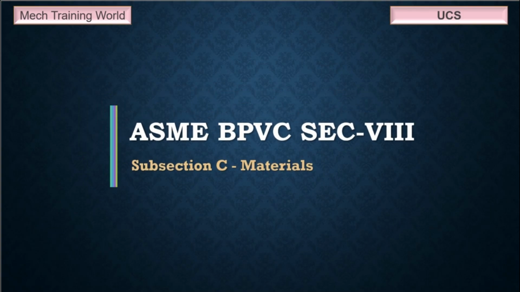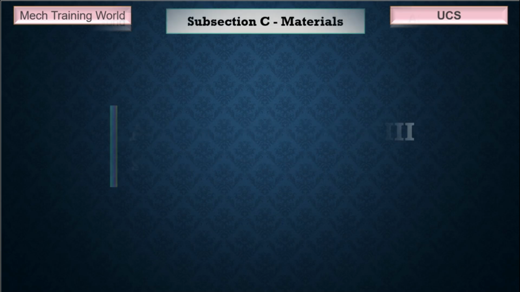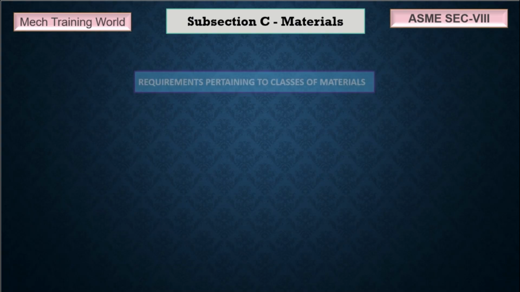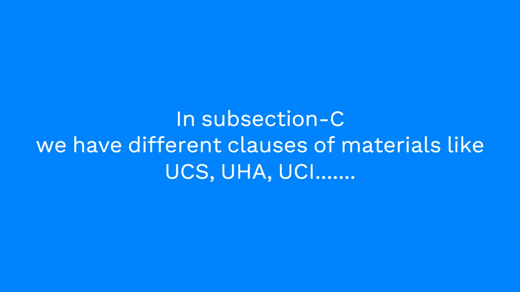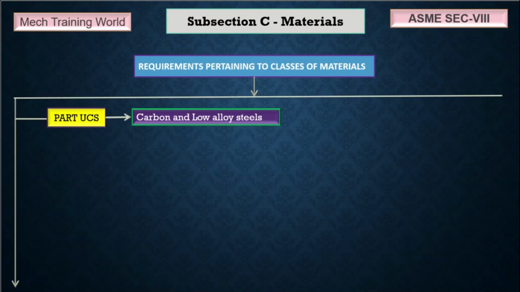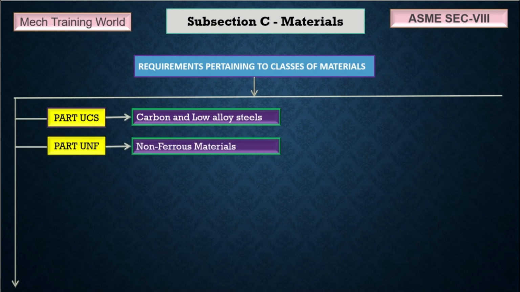Today we are going to discuss subsection C in ASME BPVC section 8 division 1 code. Firstly, we will see the structure of subsection C, that is requirements pertaining to classes of materials. The very first part is part UCS, that is carbon and low alloy steels. And next one is part UNF, non-ferrous materials.